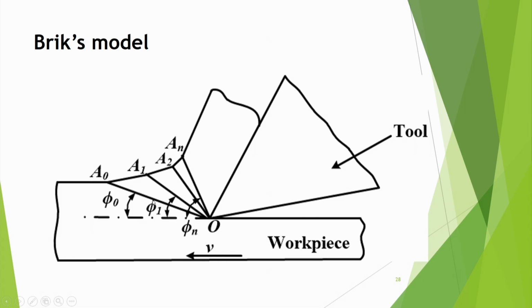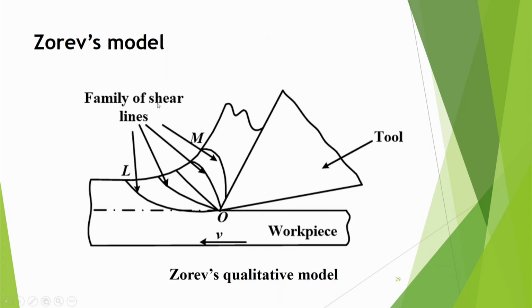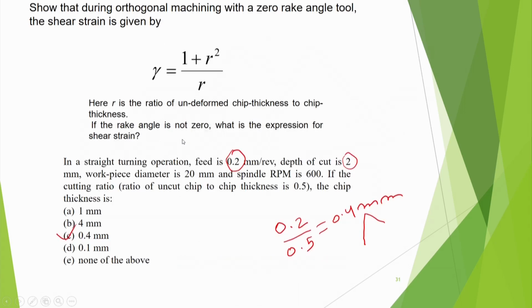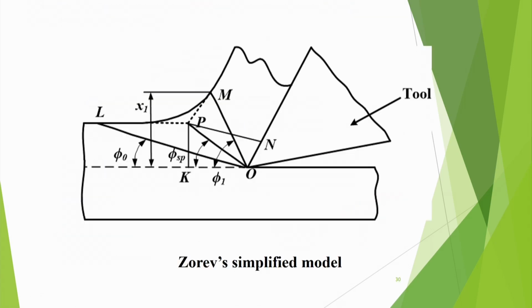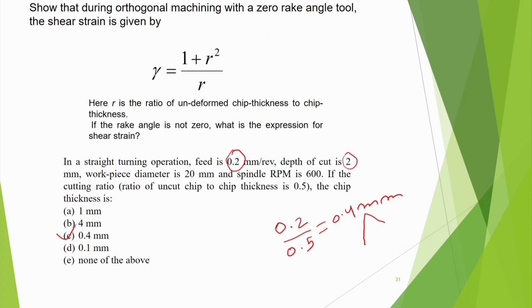If we use photographic techniques, make a grid pattern and find out experimentally, then also we can observe this type of zone. We will discuss some of these experimental techniques in the next lecture. So, Briggs model, then similarly Oxley's model, and then Oxley's simplified model are there, and then you can solve some problems on this.